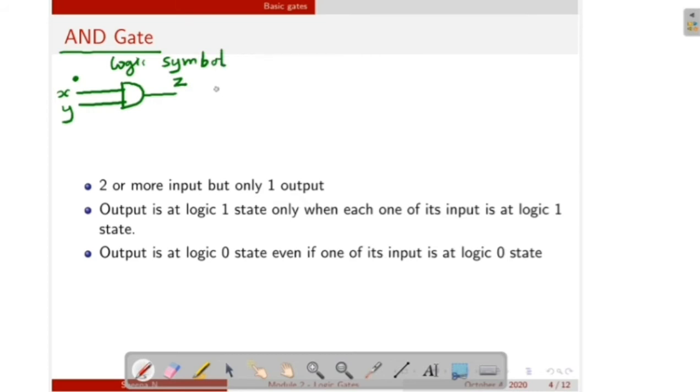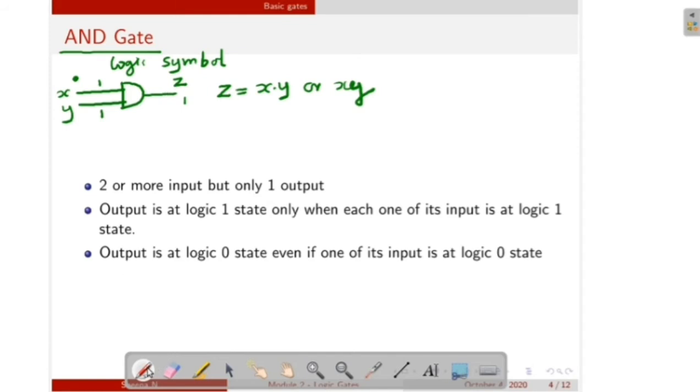We can write the expression for the AND gate as Z equals x dot y, or it is represented as xy itself. How does the AND gate produce the Z output? The AND gate output is equal to 1 if and only if both inputs are 1. So if x is 1 and y is also 1, then only it produces a 1 output. If any one of the inputs is equal to 0, then the output of the AND gate is 0.